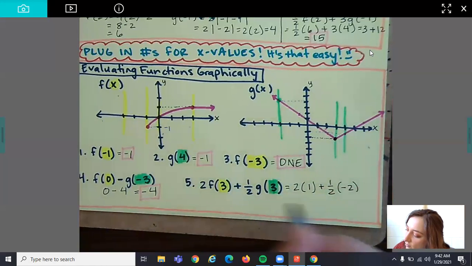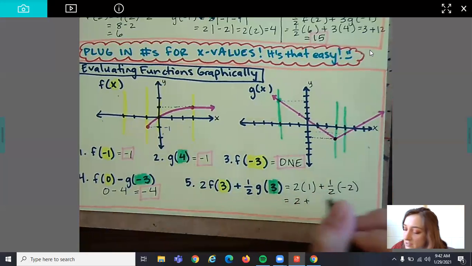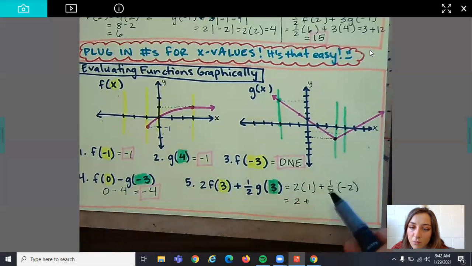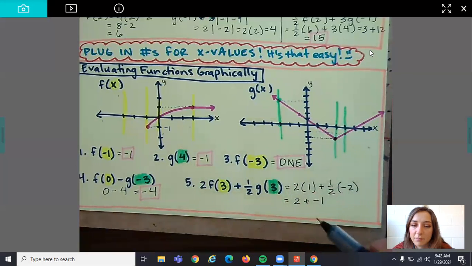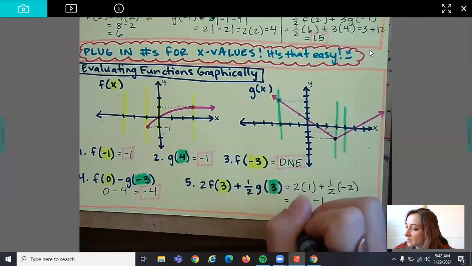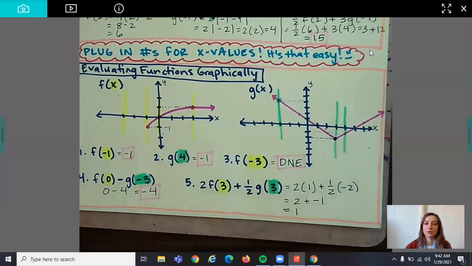And now we can solve. 2 times 1 is 2. 1/2 just means divided by 2. So -2 divided by 2 is -1. And I put plus -1. It doesn't look very pretty, but that's okay. So 2 plus -1 is the same as 2 minus 1. So you're just going to get the value of +1.